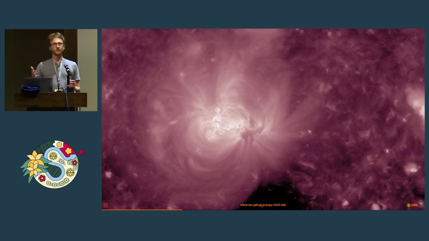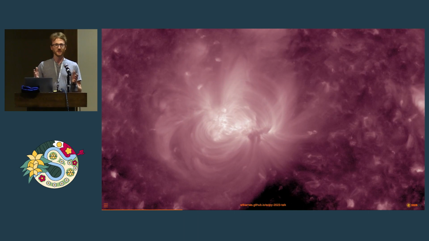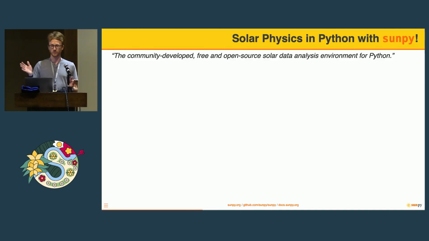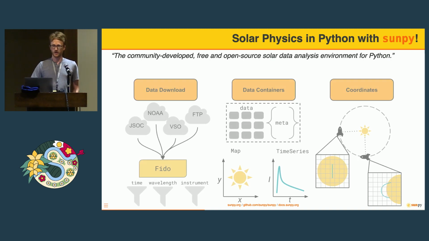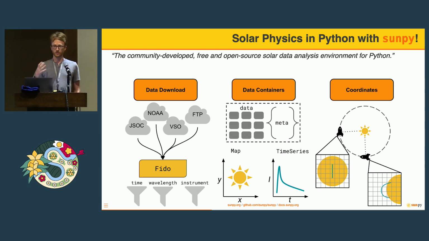So we have all this really rich data, and we want to do science with it. And of course, we're all in this room because we want to use Python to do that science, right? The way we do that is through a package called SunPy. The three of us that are here are some of the maintainers of the SunPy package. Our tagline is a community-developed, free and open-source solar data analysis environment for Python. And the idea is that SunPy provides the core capabilities that you need for doing solar data analysis.